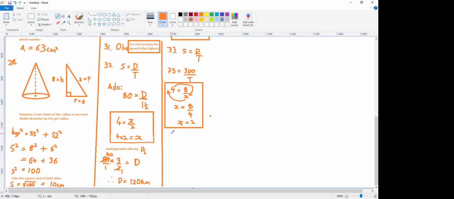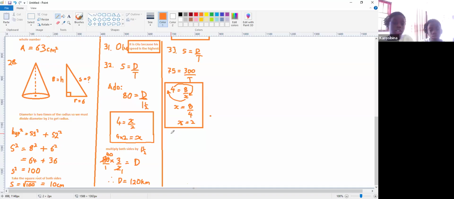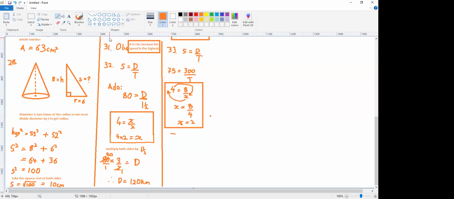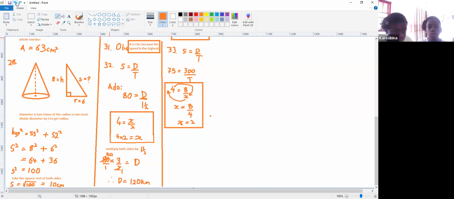I have 75 equals 300 over t. What will happen to the t? Which one? This 75. We will divide, as you said. Sir, please, can I annotate very small? Alright, annotate. So, it will be like you said, 75.